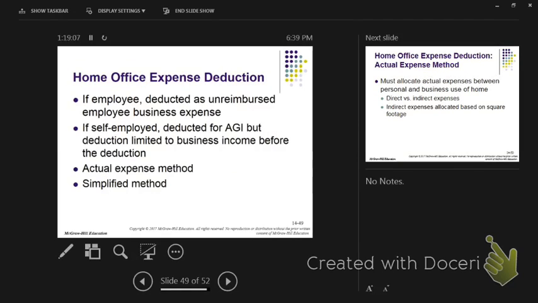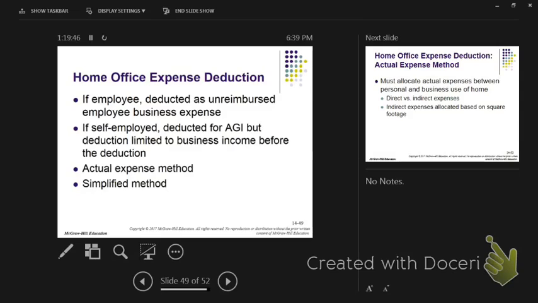Now, you deduct it as an unreimbursed business expense typically. And if self-employed, it's deducted for AGI. So there are two different places. If I'm an employee of somebody like Reuben Brown, I was technically being paid as an employee, but I didn't have an office as an employee. That's why I was at home. So I put it under unreimbursed business expense because I was not a contractor. But if I had been a contractor, then I would put it as for AGI, and it would have been under Schedule C.